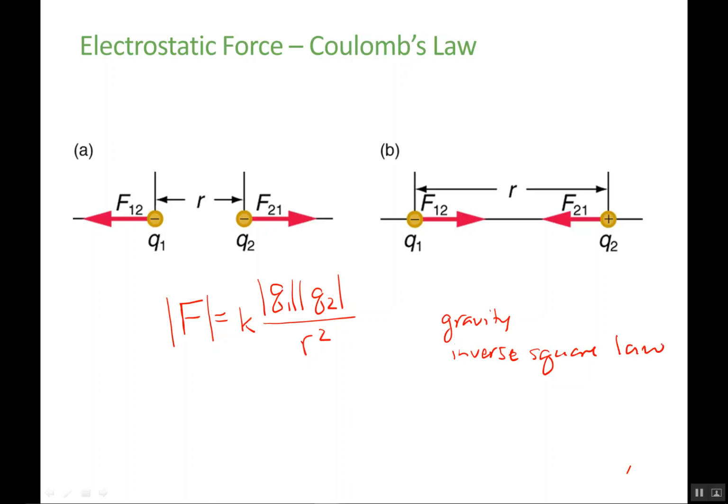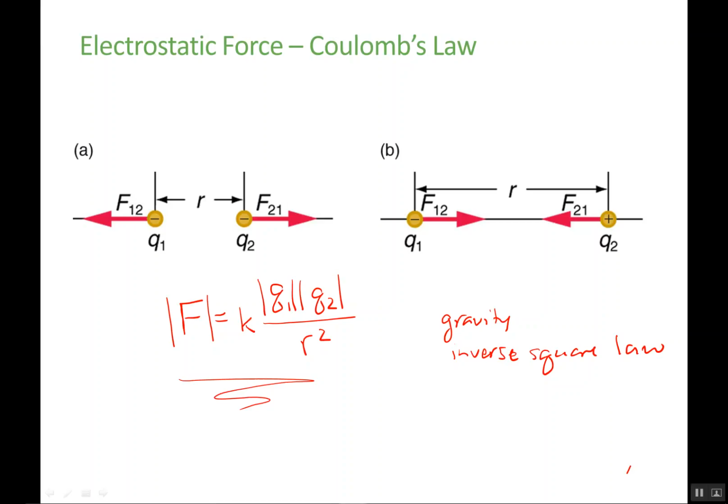Now, unlike gravity, which is always an attractive force between masses, this Coulombic force can be repulsive if the two charges Q1 and Q2 are both the same, either both negative or both positive, or it can be attractive if one is negative and the other is positive. So rely on a picture, as is shown here in A and B, to determine the direction of the force. Rely on this equation to determine the magnitude of the force.